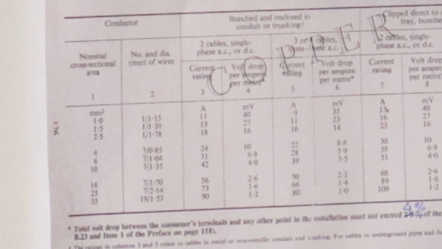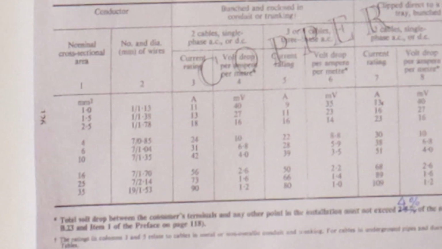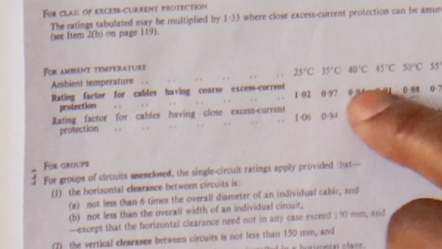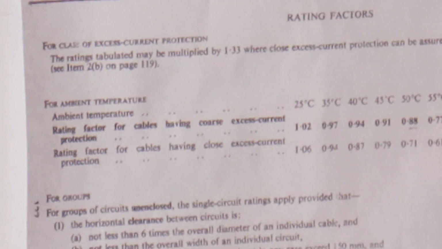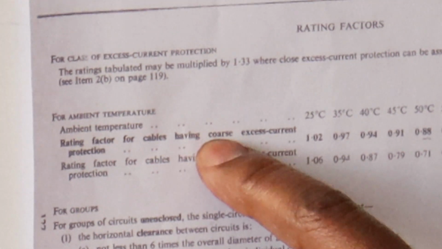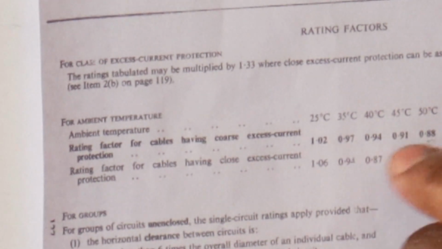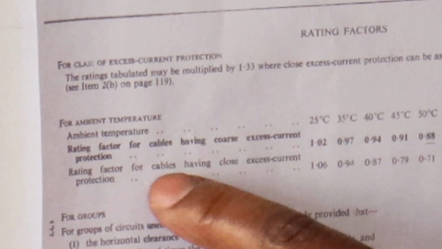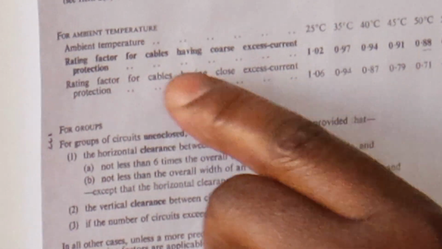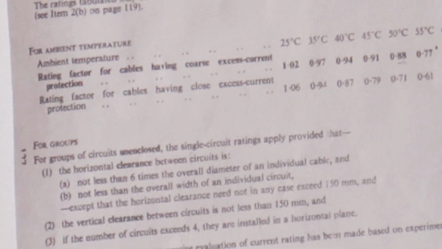Now, as I was explaining on the table, we've got the cable sizes, and here we've got the rating factors. For ambient temperature, there are two values of figures given. One is the rating factor for cables having coarse excess current protection. They are the figures I explained about. And then we have another row here, rating factor for cables having close excess current protection. The definitions of those two are also given in the IEE regulations.